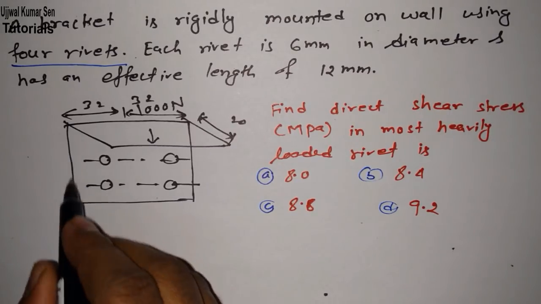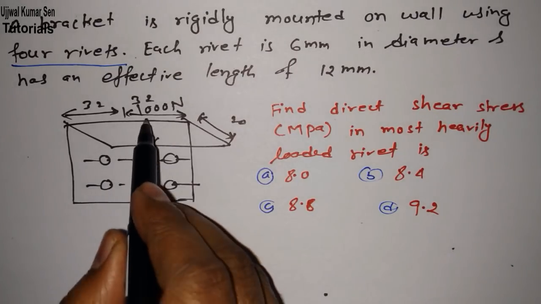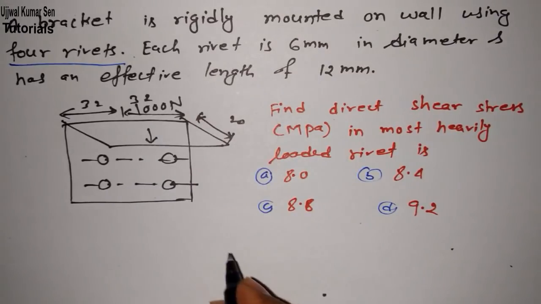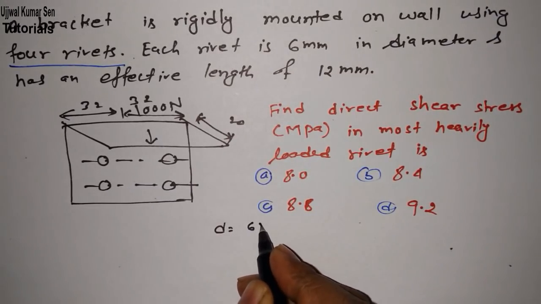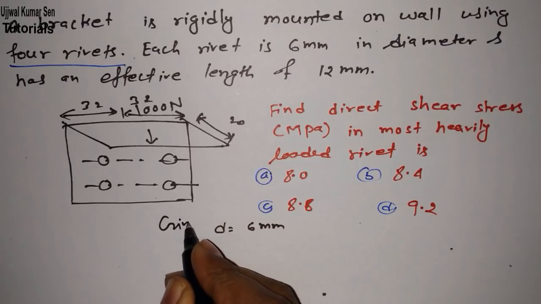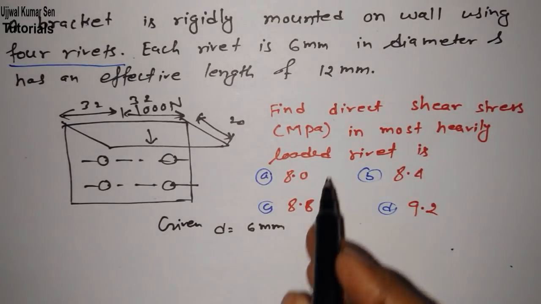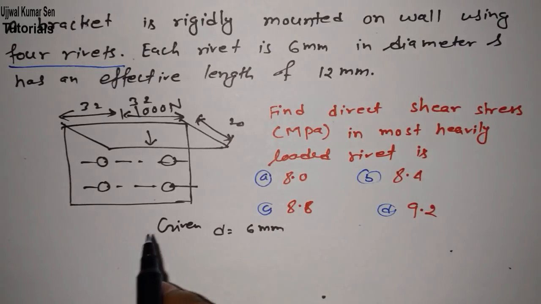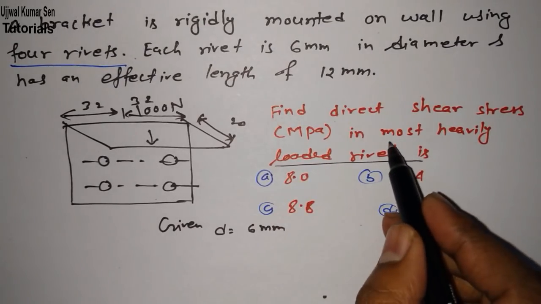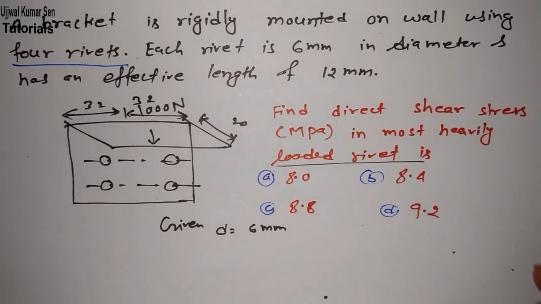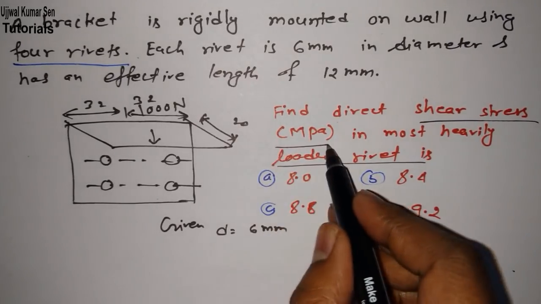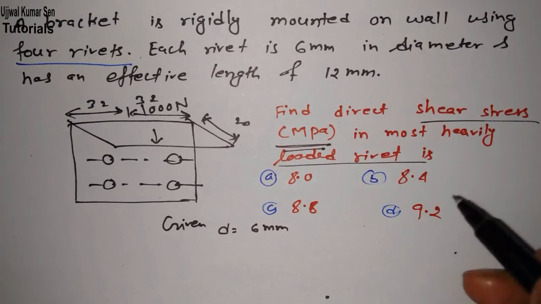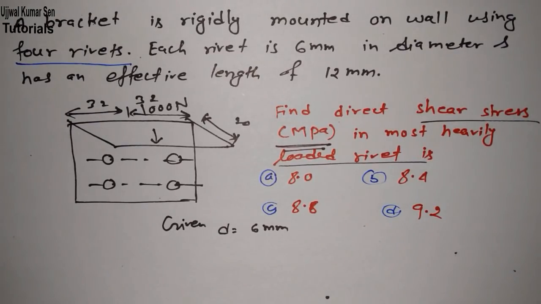Okay, so suppose that this is a bracket mounted on a wall using 4 rivets, and each rivet diameter is 6 mm. They have given this. So for direct shear stress in the most heavily loaded rivet, what we have to find out is the direct shear stress. We have to find the shear stress in units of megapascal in the most heavily loaded rivet.